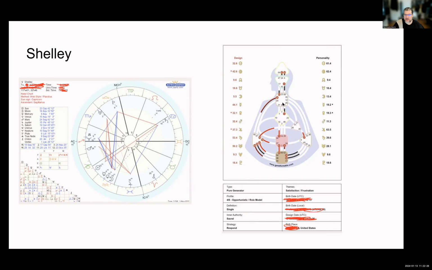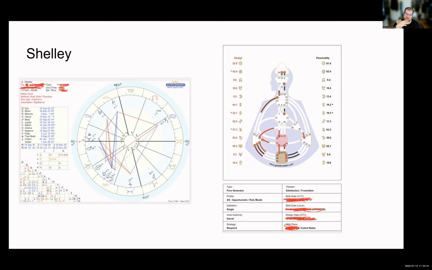Okay, Shelly, based on her chart, you see how right here it says pure generator? So Shelly is a generator, and her inner authority is sacral. You see how this pink box and this brownish box, 42, 53, is fully connected? That's where a lot of this inner authority sacral comes from. So she has a direct connection to her gut feeling. If she knows her gut feels good, she knows to proceed. Her profile is a 4/6, so it's an opportunistic role model. People see her as a role model and she enjoys being in different opportunities.